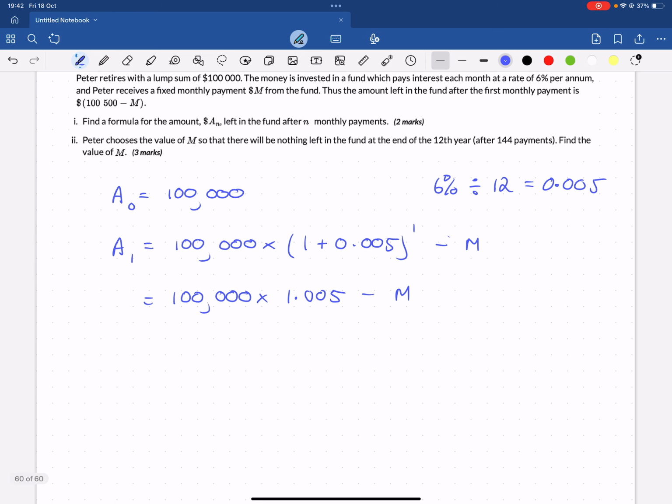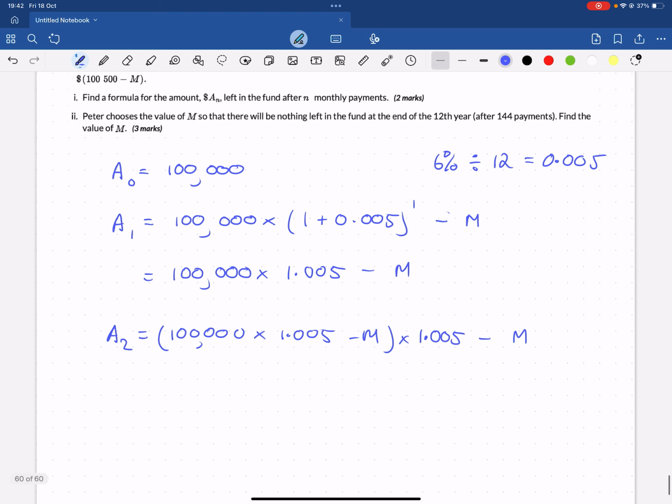Right, let's have a go at A2. Our A2 is going to be 100,000 times by 1.005 minus M. Now, this amount is experiencing a growth. That is how much is in the bank account, and it's experiencing a 0.5% growth, and then we're taking out my monthly repayment again. Now let's expand that, because expanding it is going to help us when we're trying to convince the marker that this series is actually working n times.